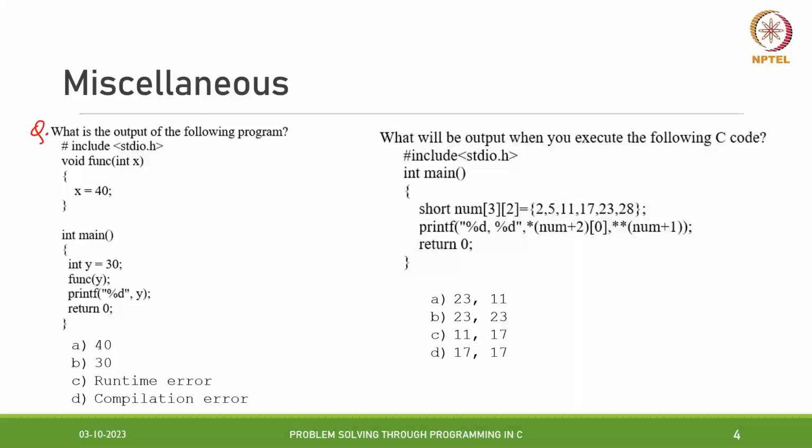So we have a void function. As you know, it's not returning anything. It takes an integer x as input and sets the integer to the value of 40. And we have a main function where we declare an integer variable y, set it to 30, and pass it to this function, and then we print y. So what will be the output of the code?